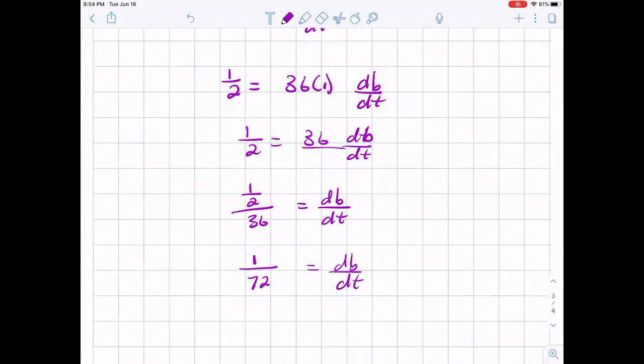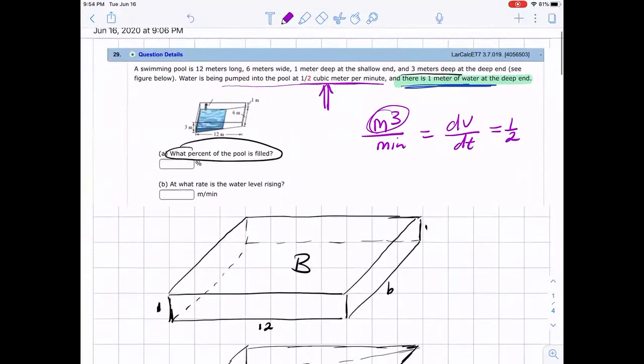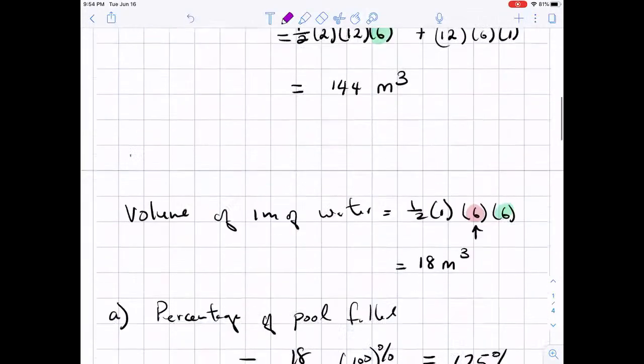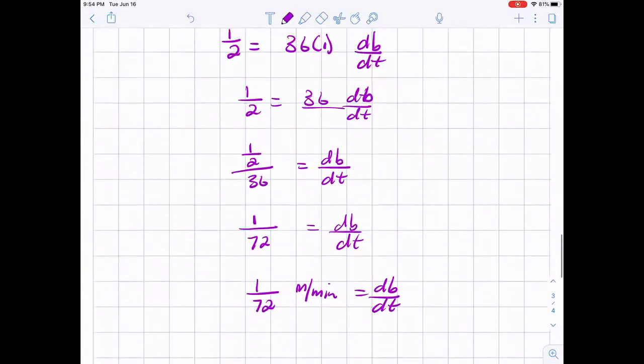Now, keep in mind, what do we learn? We're looking at something with time because we need units. And the measurements for this here were in terms of meters, I believe. Yes, all the sides were in meters. So the answer here will be 1 over 72 meters per minute. And that is my db/dt. Okay, so this is our final answer here. This is the final answer for our problem.